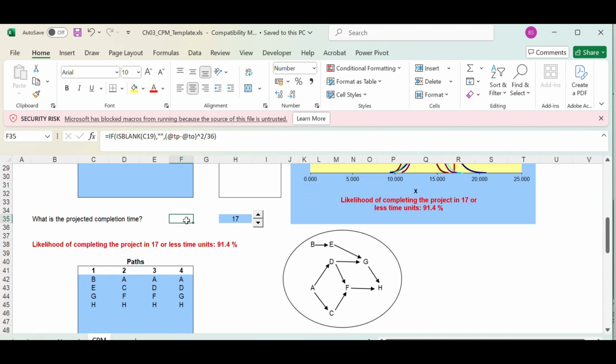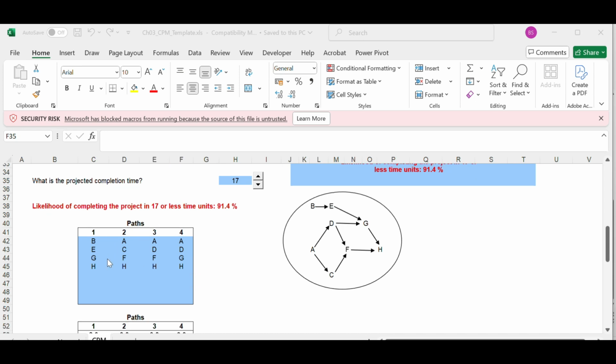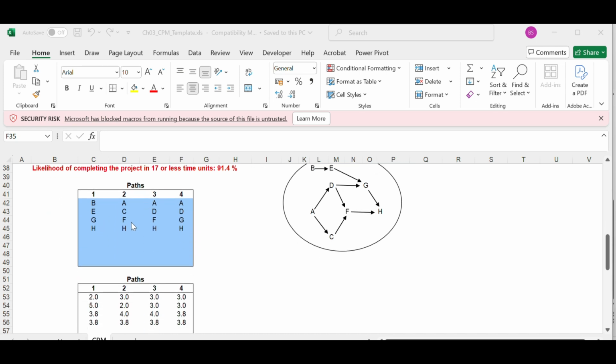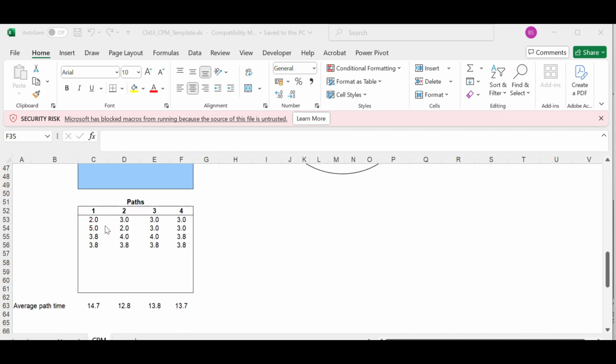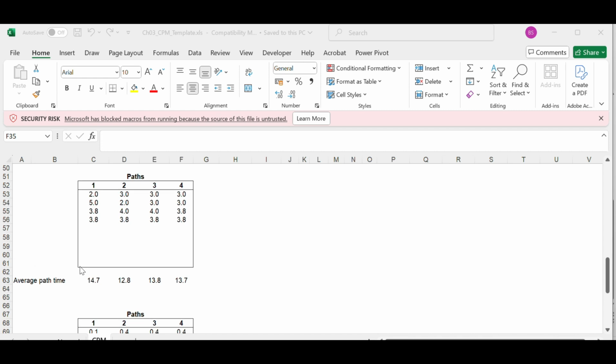After that, we mentioned this: what is the projected completion time? That is, what is the likelihood of completing the project in 17 or less time units? Now, looking at this network diagram, you can infer that there are four paths for completion of this project: BEGH, ACFH, ADFH, and ADGH. Correspondingly, we have these time periods for each activity, and we have the total time calculated for each path.